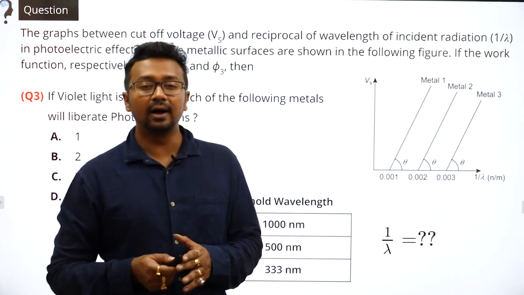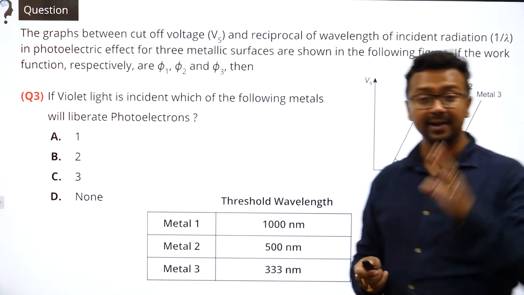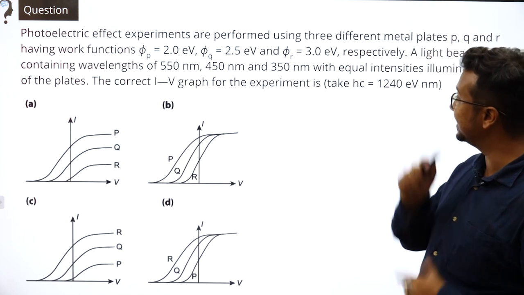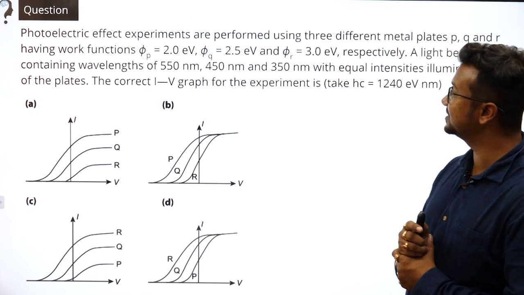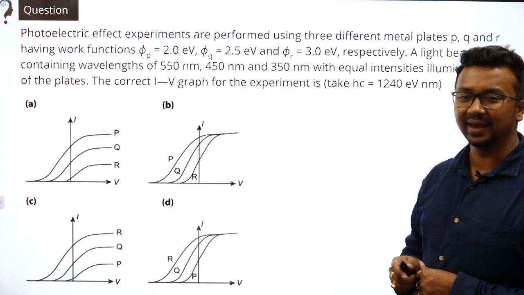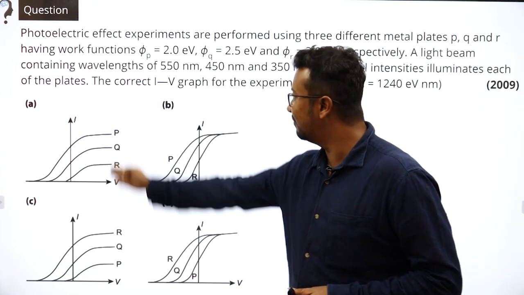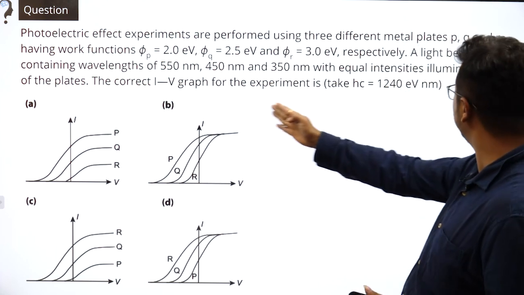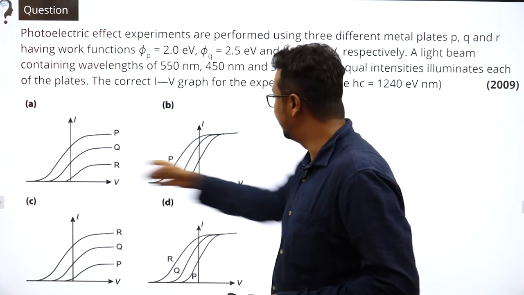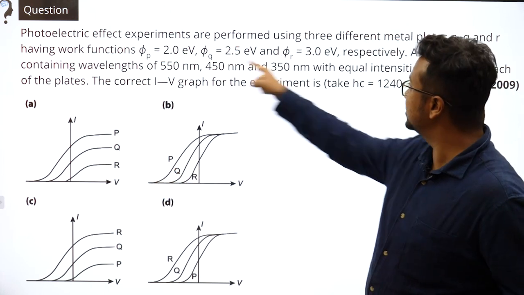However, I think I have got one more question for you. Let us take a break and let's have a look at this one. This is such an interesting one. We've got three metals, P, Q and R. There are these graphs given between I and V, that is, photoelectric current versus voltage. And their work functions are given to us.